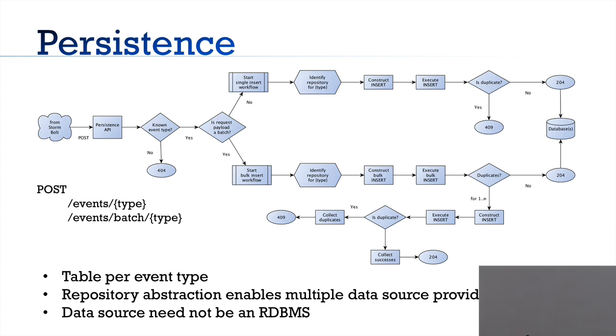So that was a long narrative to explain what's going on here in the workflow. You execute your bulk insert. If there are duplicates, you basically have to loop over your records and construct single inserts. If they're all duplicates, you're going to get a 409 or conflict. If they're all good, then you get a 204 back, because we don't mark each record.